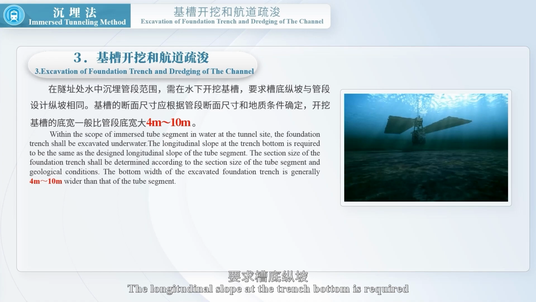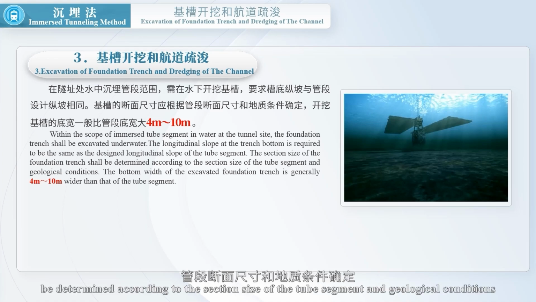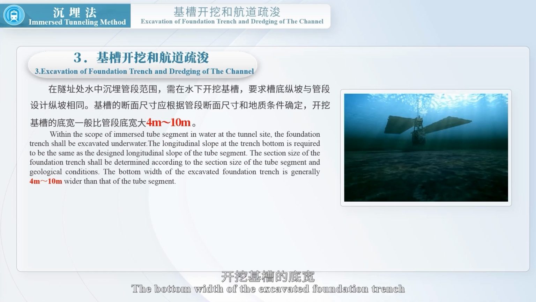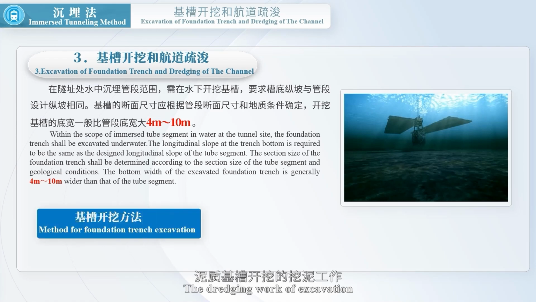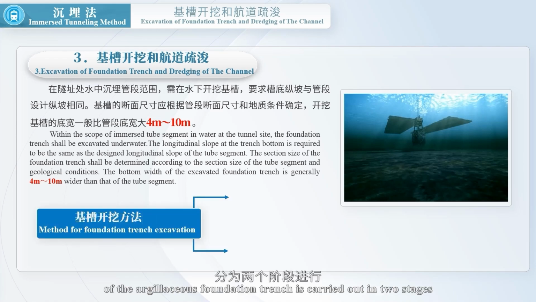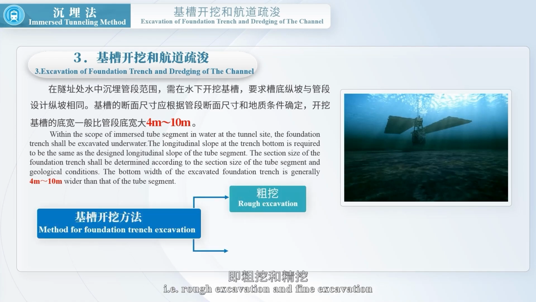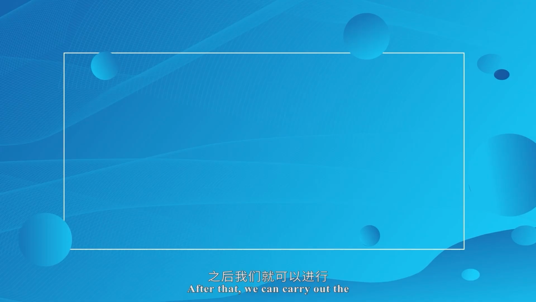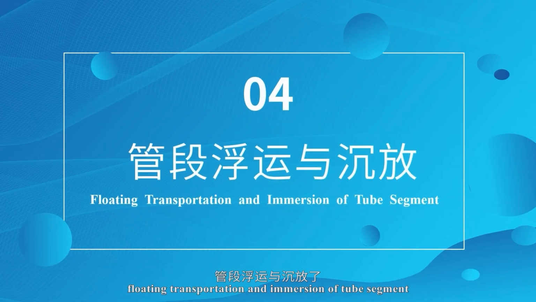The longitudinal slope at the trench bottom is required to be the same as the designed longitudinal slope of the tube segment. The section size of the foundation trench shall be determined according to the section size of the tube segment and geological conditions. The bottom width of the excavated foundation trench is generally 4 m wider than that of the tube segment. The dredging work of excavation of the argillaceous foundation trench is carried out in 2 stages, i.e. rough excavation and fine excavation. After that, we can carry out the floating transportation and immersion of tube segment.